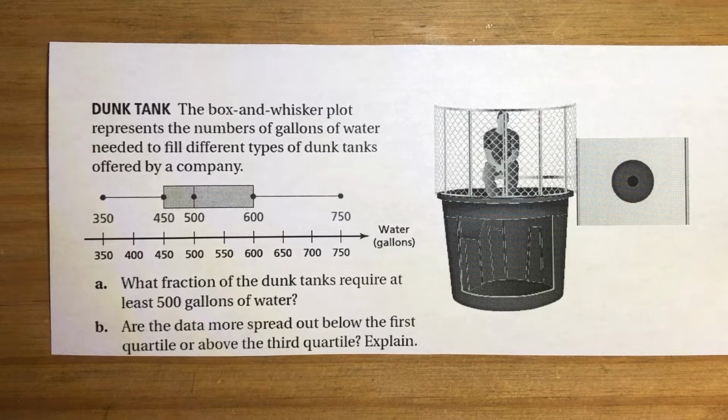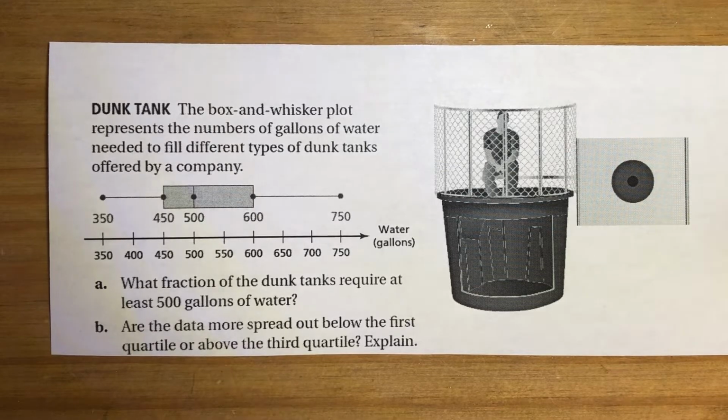So when we look at this dunk tank question, it says the box and whisker graph represents the numbers of gallons of water needed to fill different types of dunk tanks offered by a company. So I guess if a company has a really large dunk tank, it would hold a lot more water, and then a smaller, more portable dunk tank would hold a lot less.